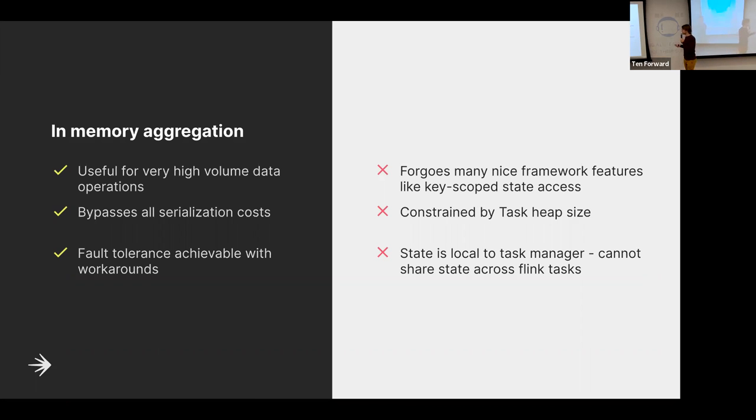But it does forgo a lot of the nice framework features, like the easy way Flink gives you to access state in the context of a key that you've sharded your data across. It's also constrained by your task manager's heap size, the task manager being the worker nodes. So this gives you a potentially huge headache where you can crash your program by running out of memory, and it would be a nightmare to solve that sort of problem. This state is also necessarily local to the task manager because it lives on the JVM's heap, and you can't share this state across different Flink tasks.